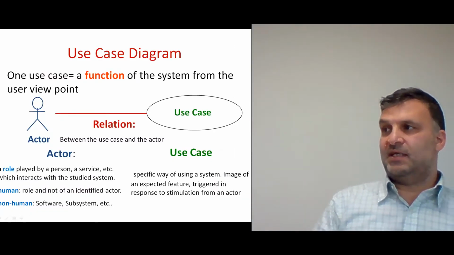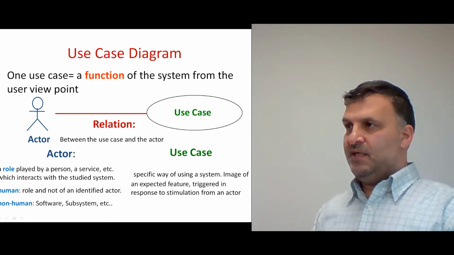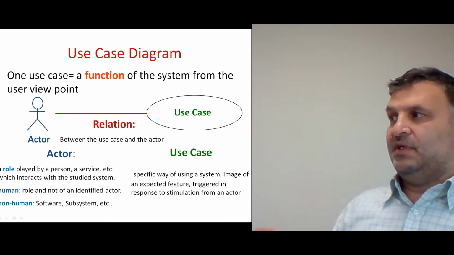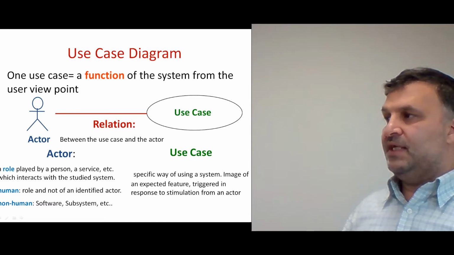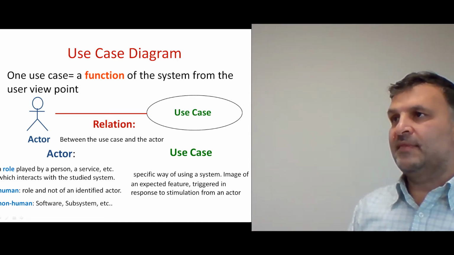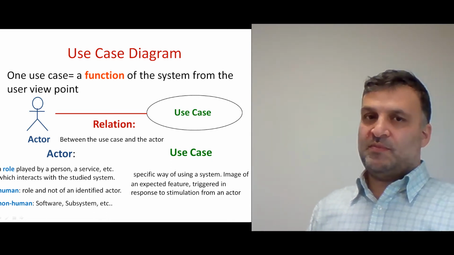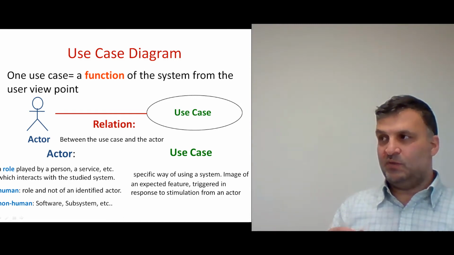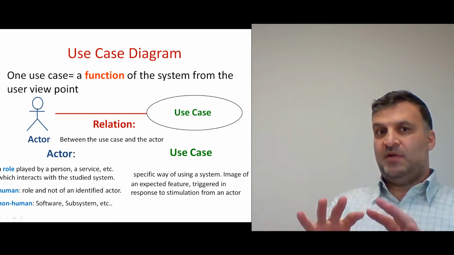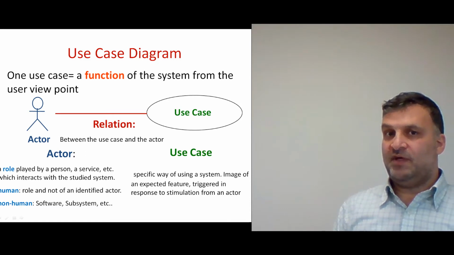What is a use case diagram? It is very simple. You can see a use case here. What is a use case? We have an actor on the left, and we have an oval on the right, and we have a line to connect them together. One use case is a function of the system from the user's point of view. For this reason, we start with use case diagrams. We start to understand the system from outside, not from inside, from the external environment.